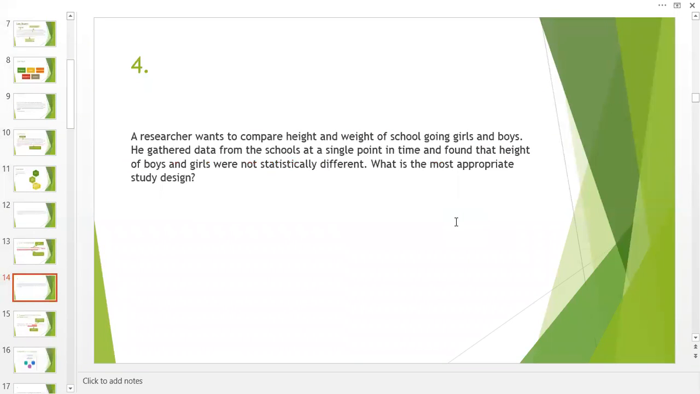Scenario number 4. A researcher wants to compare height and weight of school-going girls and boys. He gathered data from the schools at a single point in time and found that height of boys and girls was not statistically different. What is the most appropriate study design?